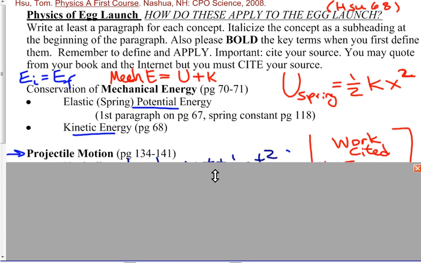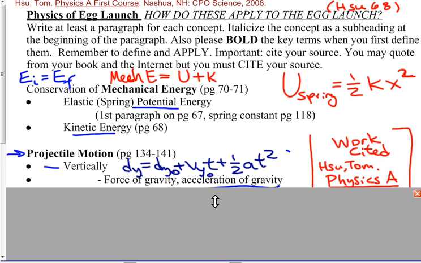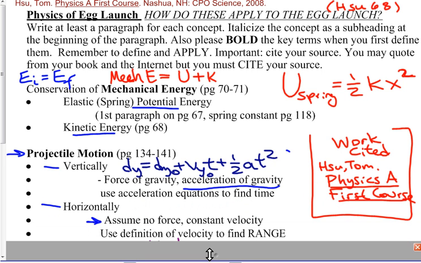Next, it is now a projectile. What is a projectile? A projectile is something where the only force acting on it is the force of gravity. So you want to talk about the independent nature of the vertical and the horizontal motion and how they are independent of one another.